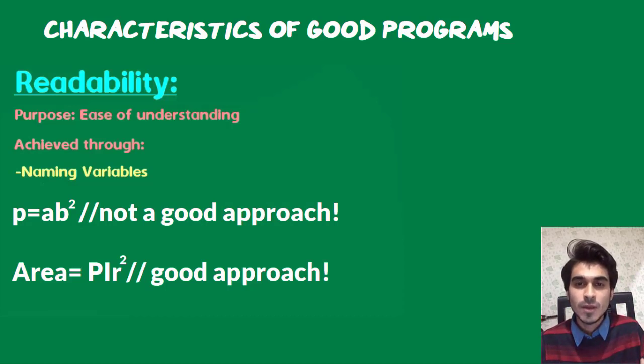So how can we improve this little code? We should use an appropriate name for each variable. So it should be written something like area equals pi r squared. So now when a programmer looks at it, he would be able to understand upon first look that this function is calculating the area of a circle.